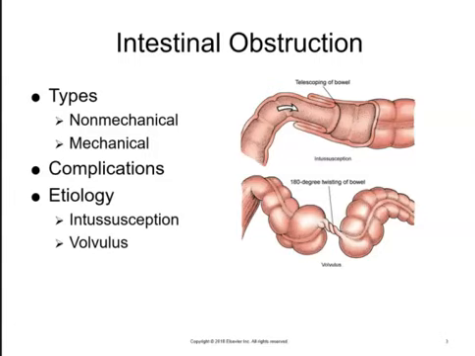Non-mechanical is again due to a decrease or absent peristalsis, and that could be caused by an ileus. This can be due to a neuromuscular disorder or surgery. And when you think surgery, it's not just bowel surgeries, although it's going to be more likely for a bowel surgery. Any type of surgery can cause a decrease in peristalsis as a result of the sedation that's being used and any follow-up pain medication that's going to be used for the client post-op.